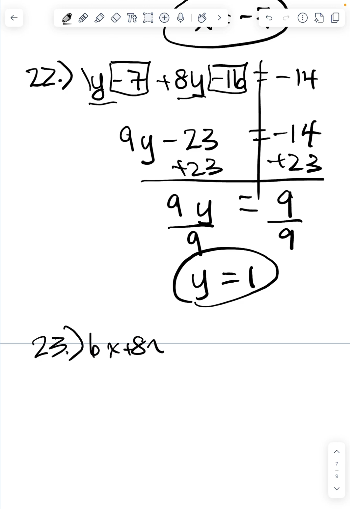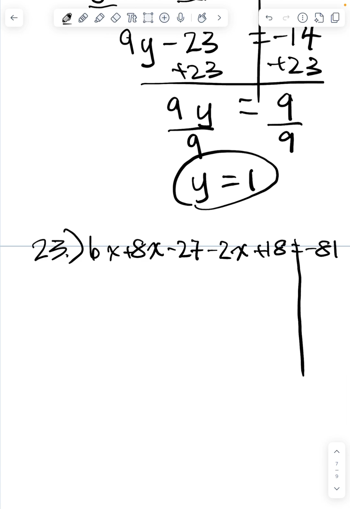Number 23. 6x plus 8x minus 27 minus 2x plus 18 equals negative 81. Okay, lots of like terms here. So we've got a 6x, an 8x, and a negative 2x. We've also got a negative 27 and a positive 18. All right, so 6x and 8x is 14x minus 2 is 12x.